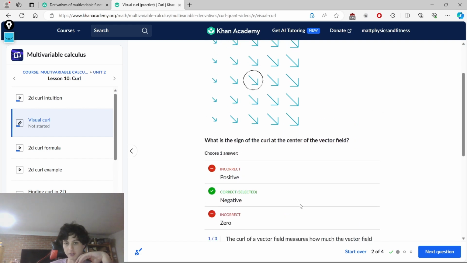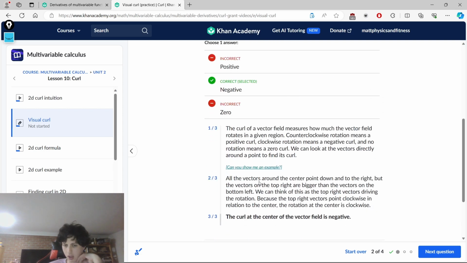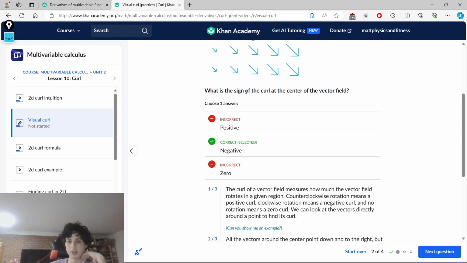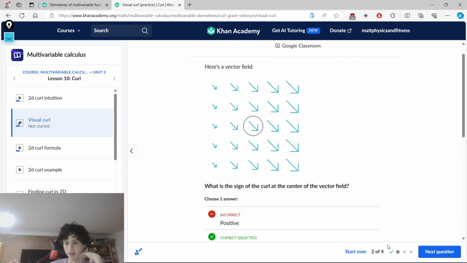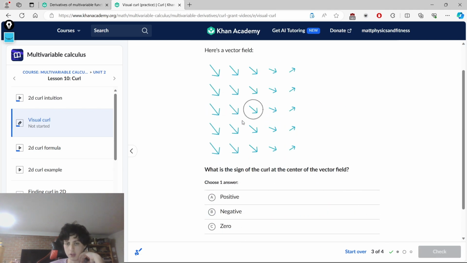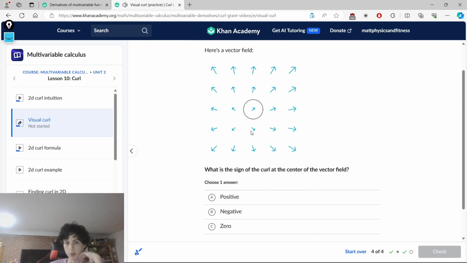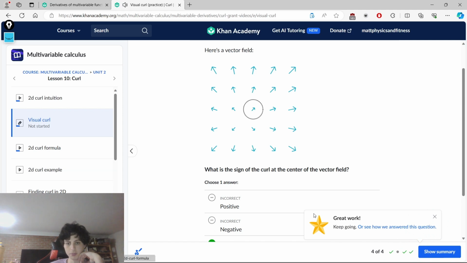At the center, the vector field is negative. All the vectors at the center point down to the right, but the vectors on top are bigger than here. Oh, so you would think that that one is dominating. Okay, fair enough. I'm with it. So now this one is dominating, so that is clockwise, right? This is still counterclockwise, so it's positive. Okay, cool. This one has to be 0, right? Gotta be 0. Woo!